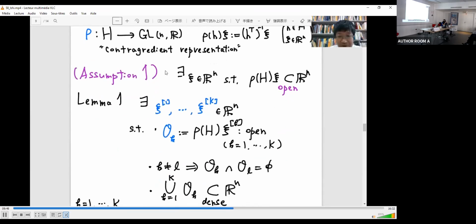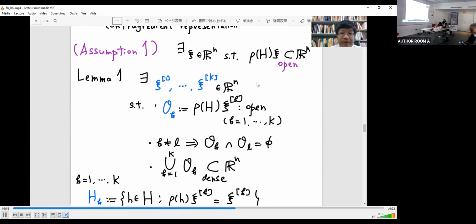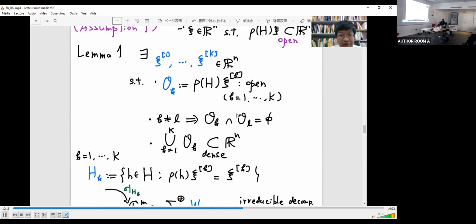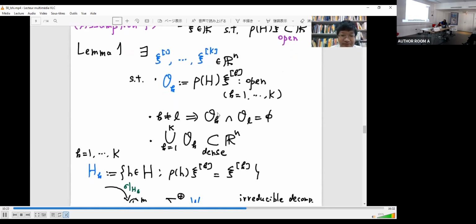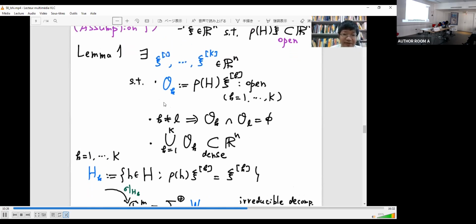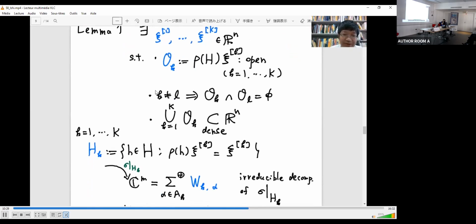Our first assumption is that this contragredient action has an open orbit. Then we can show that there exist finitely many elements z_1, z_2, ..., z_K in R^n such that if O_k is the orbit through z_k, then O_k is open. And if k and l differ, the orbits are disjoint, and the union of such orbits is dense. So anyway, we have a family of open orbits.